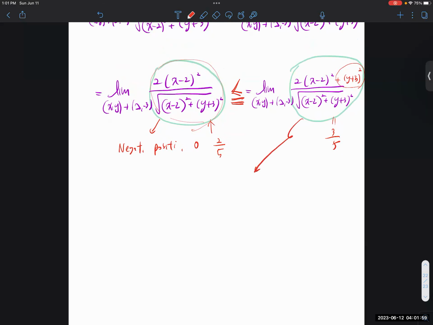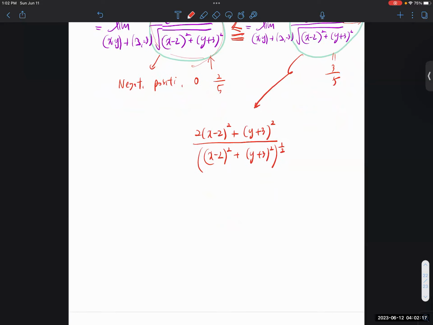So this one, the top is (2x - 2)^2 + (y + 3)^2, correct? And the bottom is going to be (x - 2)^2 (y + 3)^2, and I have a half exponent because of the radical.